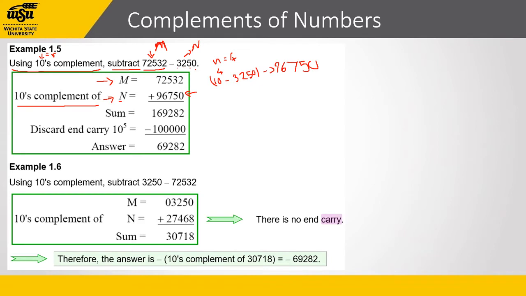Now we add the minuend M to the r's complement of the subtrahend N, following the first step in the previous slide. The answer is 169,282. Just because the result has produced an end carry equal to r to the power of n, it means that M is greater than or equal to N, which means our result is positive.